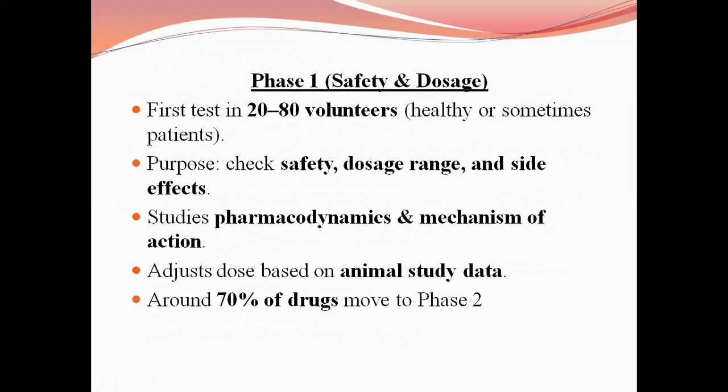Phase 1, it is safety and doses. First test in 20 to 80 volunteers, healthy or sometimes patients too. Purpose: check the safety, dose range and side effects, studies in pharmacodynamics and mechanism of action, adjust dose based on animal study data. Around 70% of drugs move to phase 2.